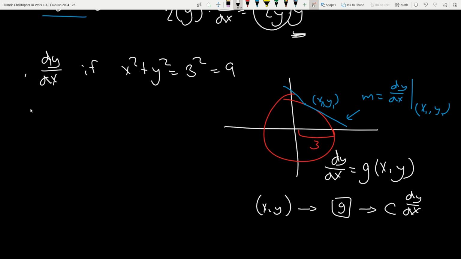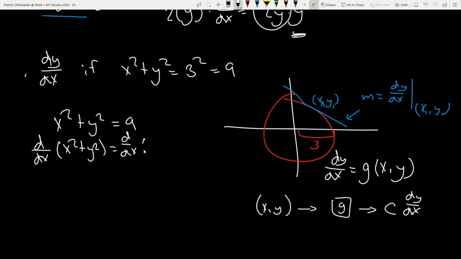So how we go about this is we have x squared plus y squared equals 9. Let me rewrite that. We're going to take the derivative with respect to x on both sides. We have to do it on both sides because, remember, it has to be equivalent. We're going to split this up into d/dx of x squared and d/dx of y squared. 2x is easy enough, that's just power rule. And I'll do y squared in a sec, but d/dx of 9 is a constant, 0.